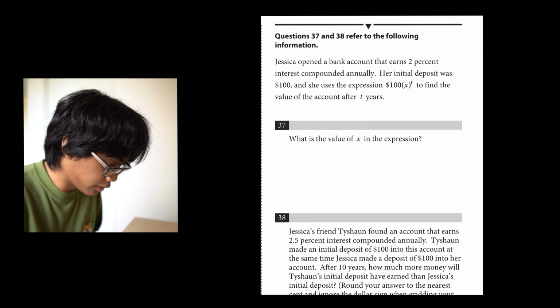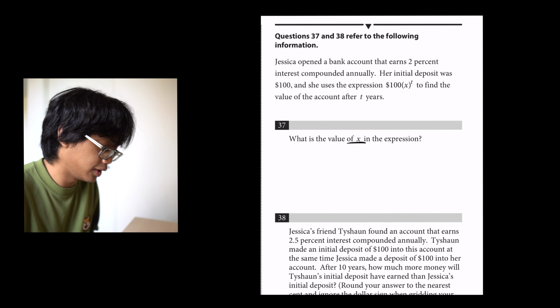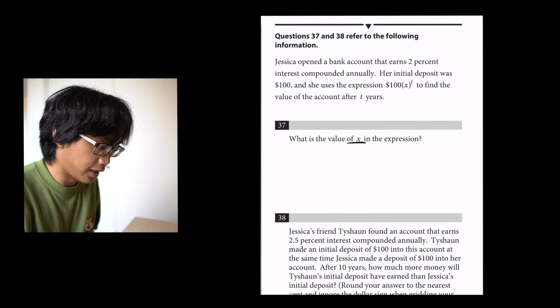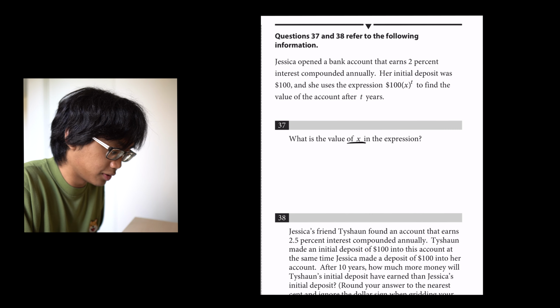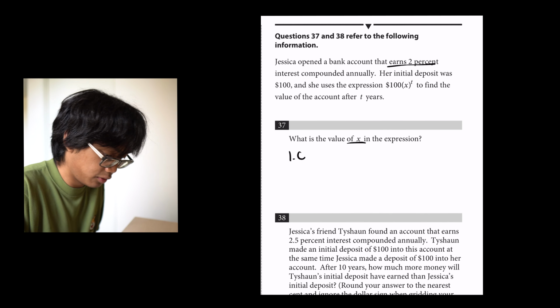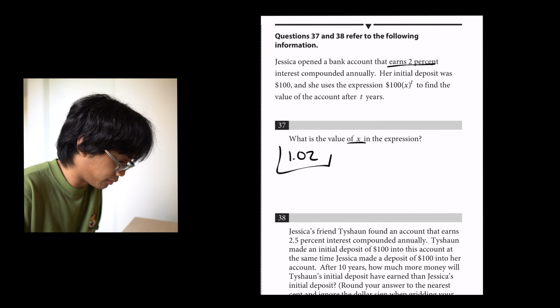Initial deposit was $100. She uses the expression 100 times x to the t. So the value of x, so this is an exponential growth equation, and it tells us that the account earns 2% annually, which means an increase of 2%, which is the same as 1.02. Yeah, that's just the answer to the question, 1.02.